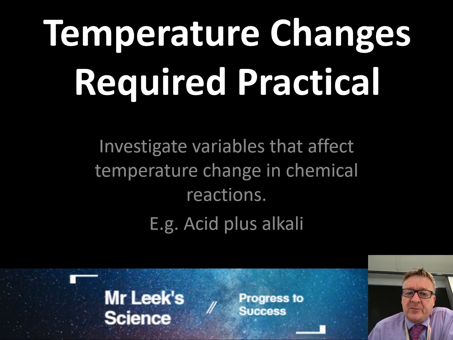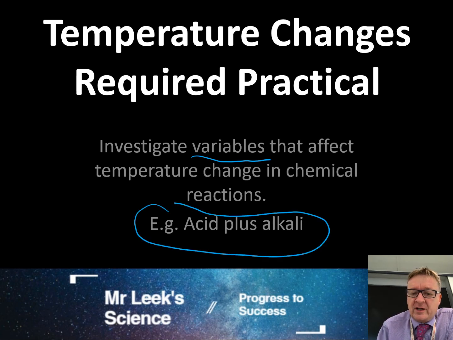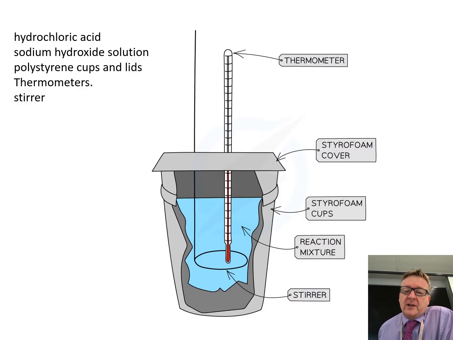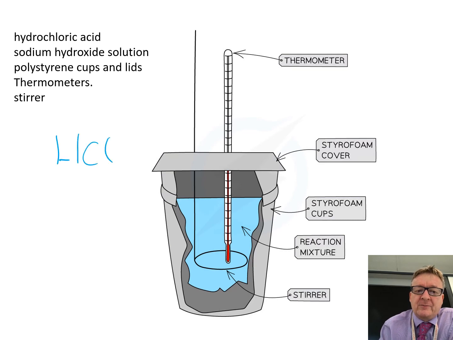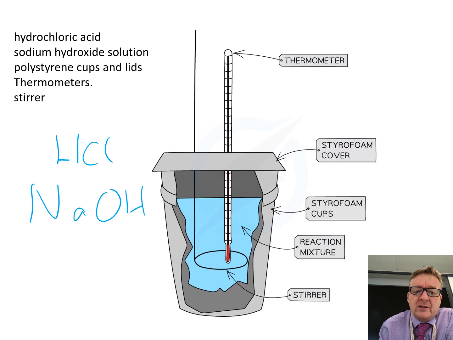Okay, so this is the temperature changes required practical. Now, this is all about investigating the variables that affect the temperature change in chemical reactions, right? And the example I'm going to go through is where you have an acid and an alkali. So the equipment that you need: hydrochloric acid, HCl, and sodium hydroxide solution, which is NaOH. Obviously the HCl is the acid, the NaOH is the alkali.